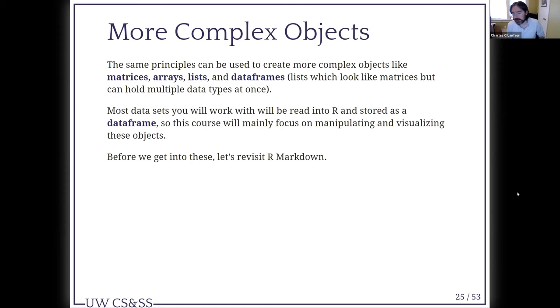Okay, more complex objects. The same principles that I just showed you for creating vectors can be used to create more complex objects in R, things like matrices, arrays, lists, and data frames. Data frames are things that look like a matrix, but they can hold multiple data types at once. Most stuff we're going to work with in R is going to be stored as what we call a data frame, which is basically like a spreadsheet. So basically this whole course is going to focus on manipulating and visualizing data frames instead of these other data types. Okay, we'll get into them in a little bit.